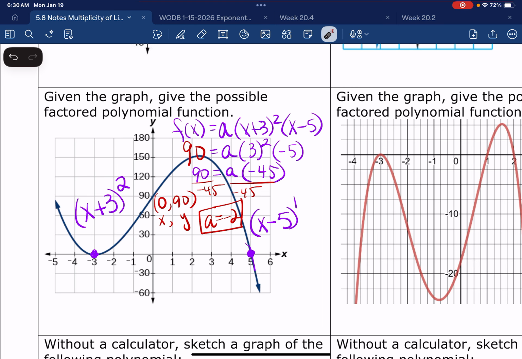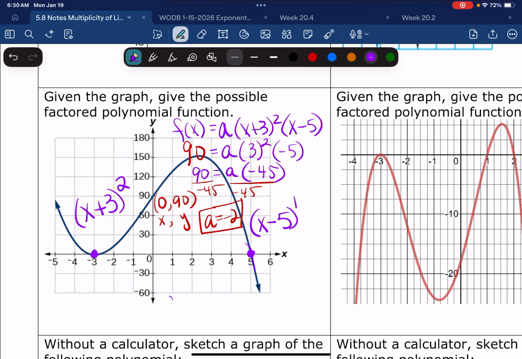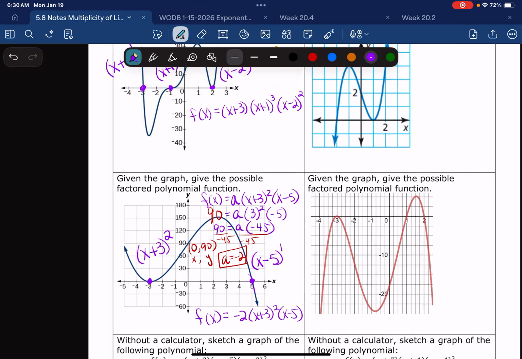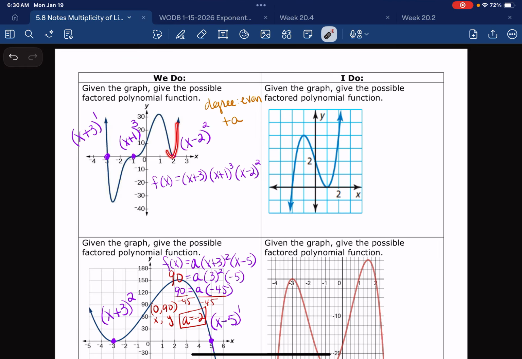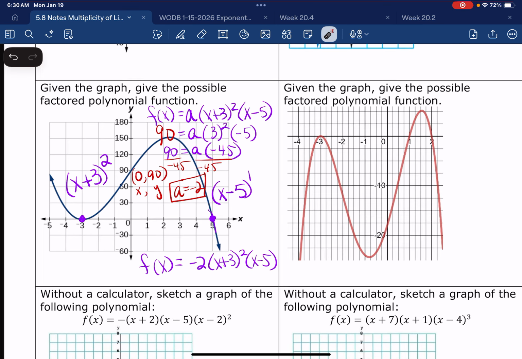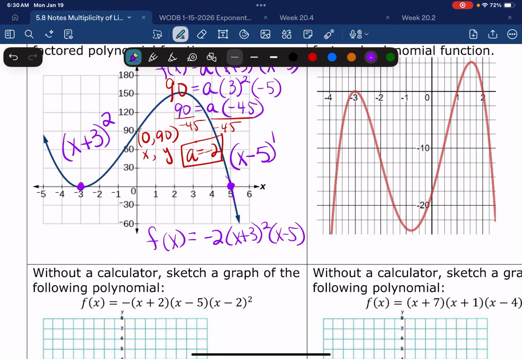So I could take this original factored form that we came up with and sub in -2 for this a value. So we get f of x equals -2 times x plus 3 squared times x minus 5. Now, the reason that we didn't do that for this first problem up here is because I didn't have any integer points that I could sub in to my equation and solve for a. This one I did. So right here, I think this would probably be the best factored form of my polynomial.